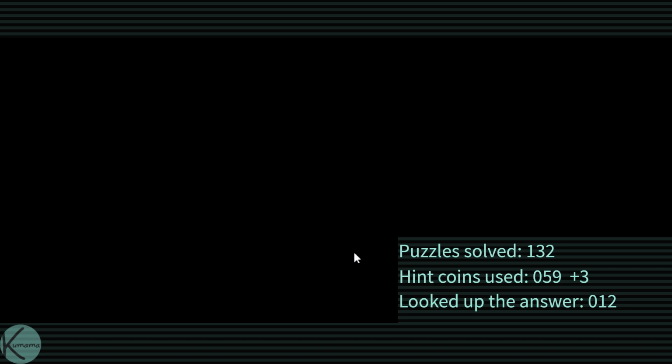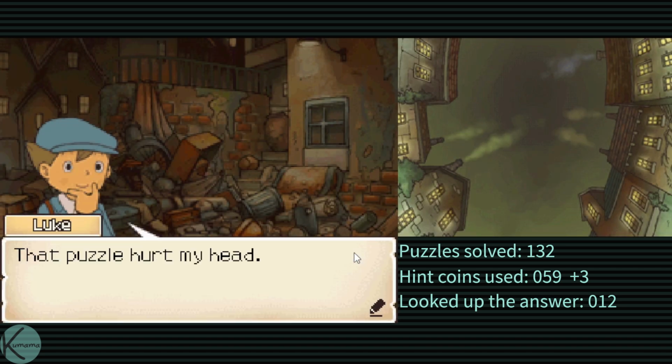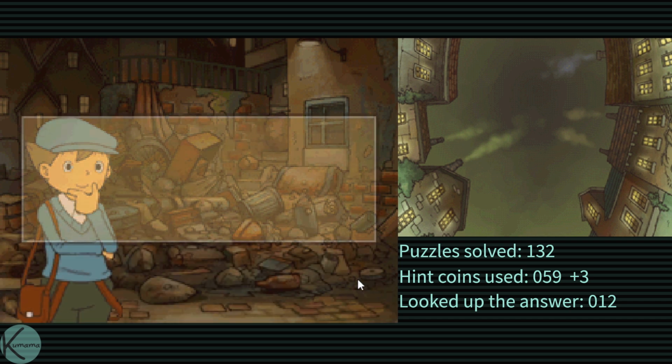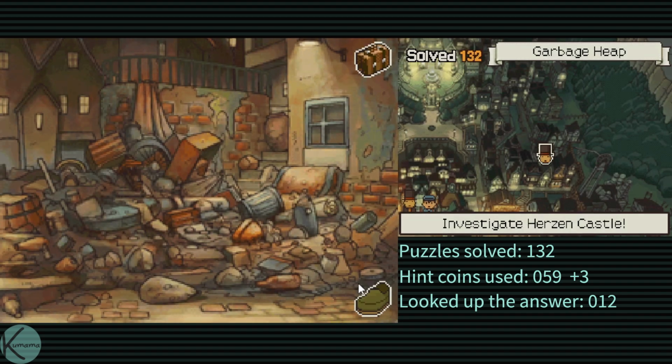Just, the Tetris blocks are motivation. If your motivation is just being a pain in the butt, yeah. That puzzle hurt my head, he said with a smile.